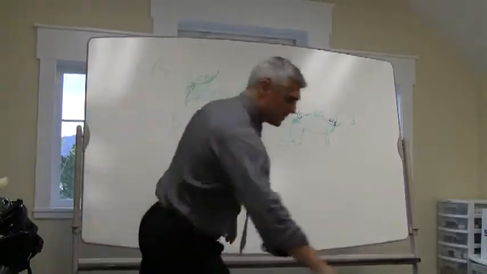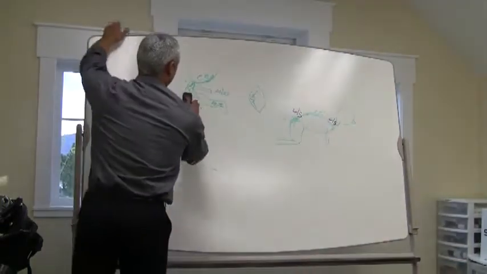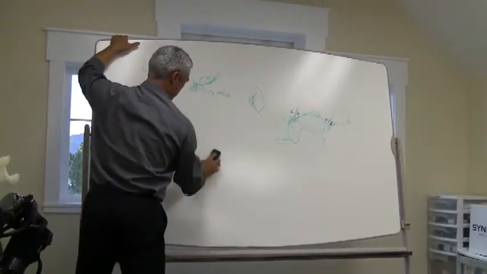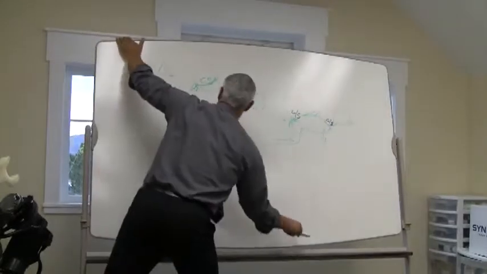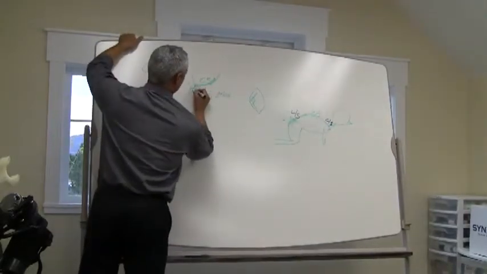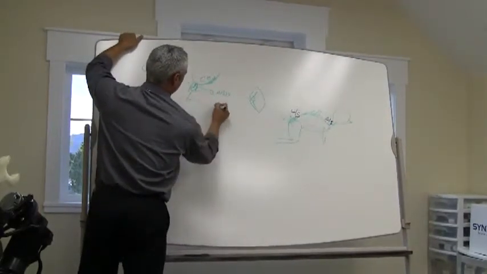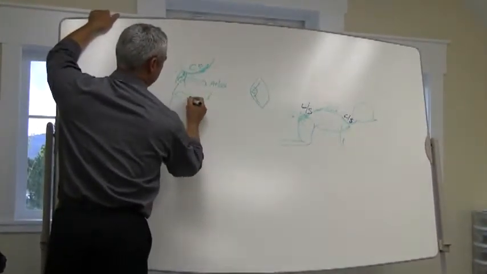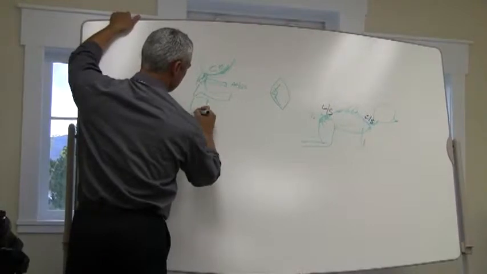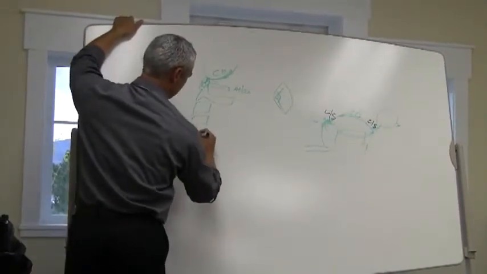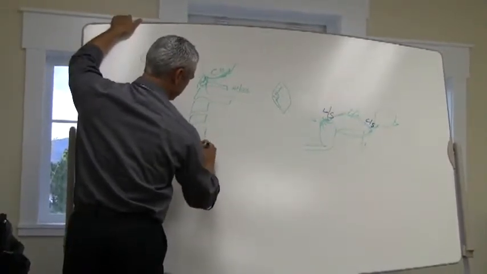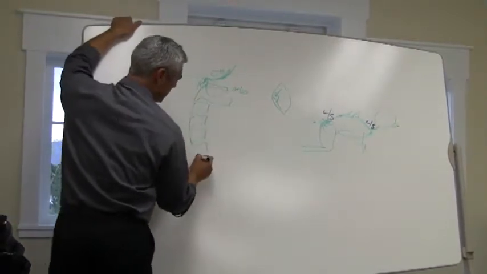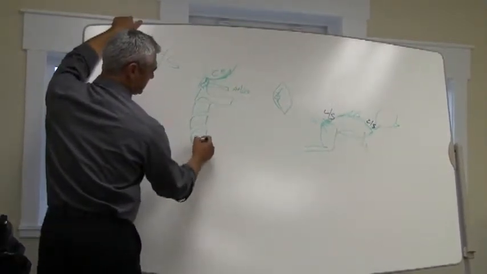Between each of our segments, from C2 down now, so let's get this a little bit more closely related. From C2, then between C3, C4, C5, C6, and C7, there's actually a disc.